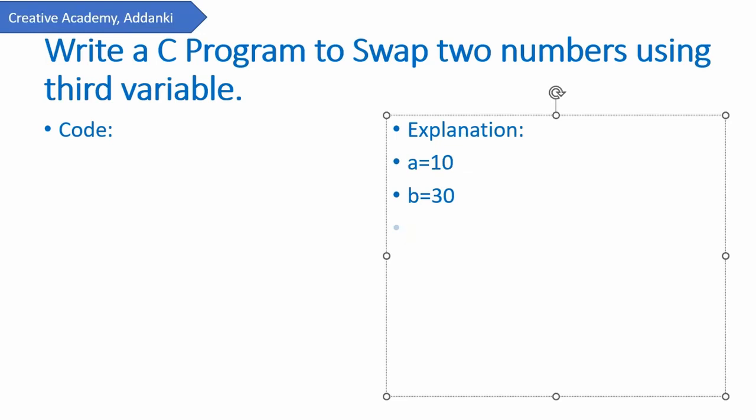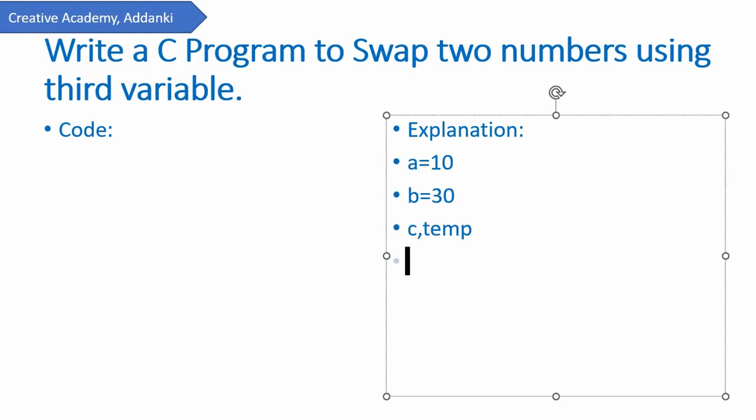So here I am using a third variable. Normally people consider temp. Generally, we may also consider c. This is to represent the real world action. We generally take temp to represent the third variable for swapping. We can also take c. It's not an issue. It depends on your assumption. I am taking temp as the third variable.